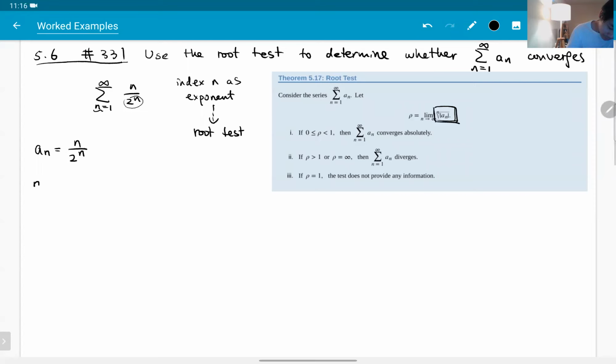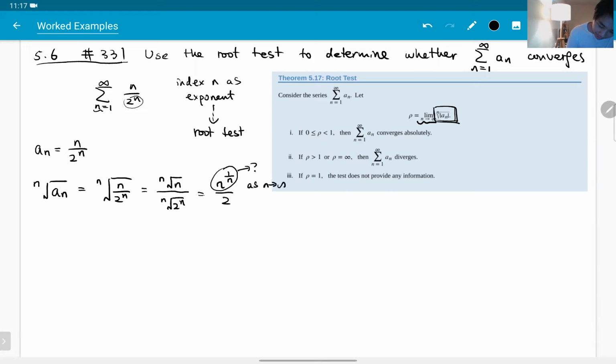Now we also have to take the nth root of it. The nth root of a sub n is the nth root of n over 2 to the n. Just using properties to simplify, the numerator is the nth root of n, and the denominator is the nth root of 2 to the n, which is just 2. The numerator I want to write as n to the 1 over n. Now remember that we always have to take n to infinity, so it remains to show what this is as n goes to infinity.